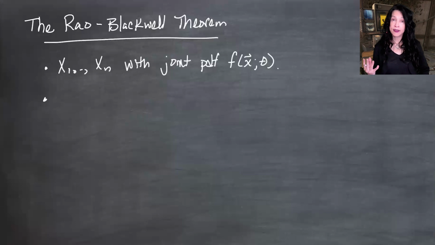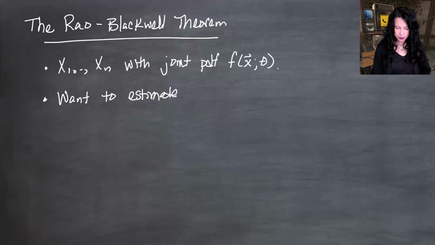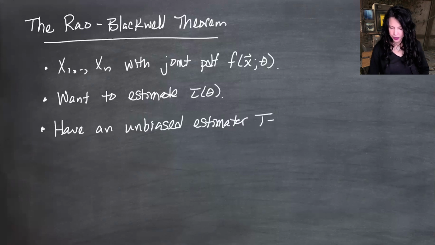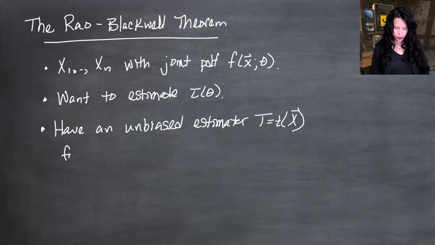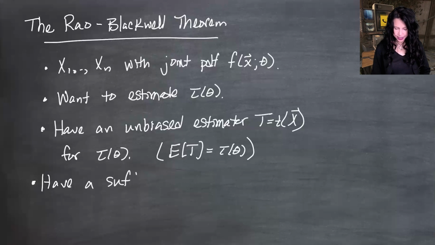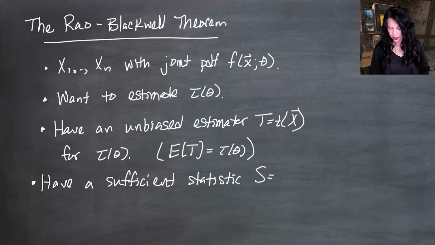Okay, so we want to estimate theta or maybe a function of theta, so let's do this a little more generally. We want to estimate some tau of theta, and tau of theta could just equal theta, so this will cover our bases. The setup is that we have an unbiased estimator T, which is going to be some function of the x's, for tau of theta. So i.e. the expected value of T is tau of theta. So we have some unbiased estimator. The rest of the setup is we have a sufficient statistic S, which is its own function of the data.